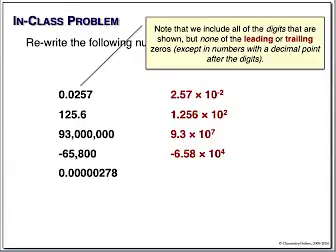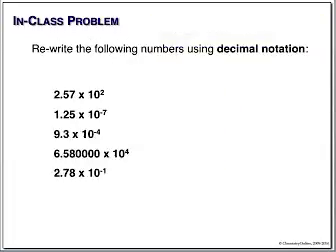And finally, we're starting out here. We have to go 1, 2, 3, 4, 5, 6, so that'll be a minus 6. 2.78 times 10 to the minus 6. Let's do it backwards. Take these and quickly convert them back to decimal notation.